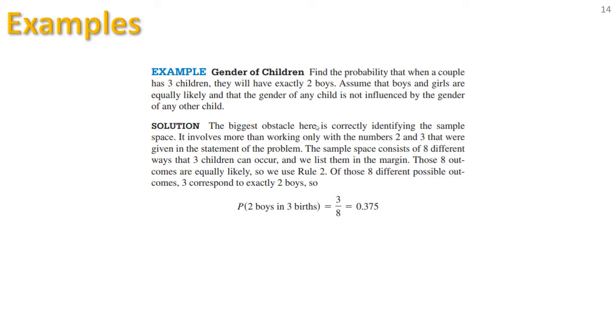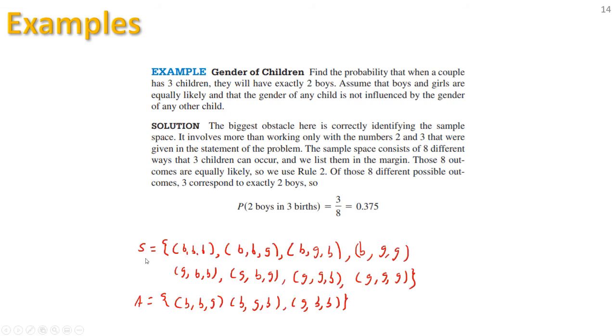And remember, to use the classical approach, you have to have some sense of the sample space. So here we're going to enumerate the sample space because it's not that big of a sample space. Here is the sample space. Note we have 8 elements in the sample space. There are 8 possible outcomes.